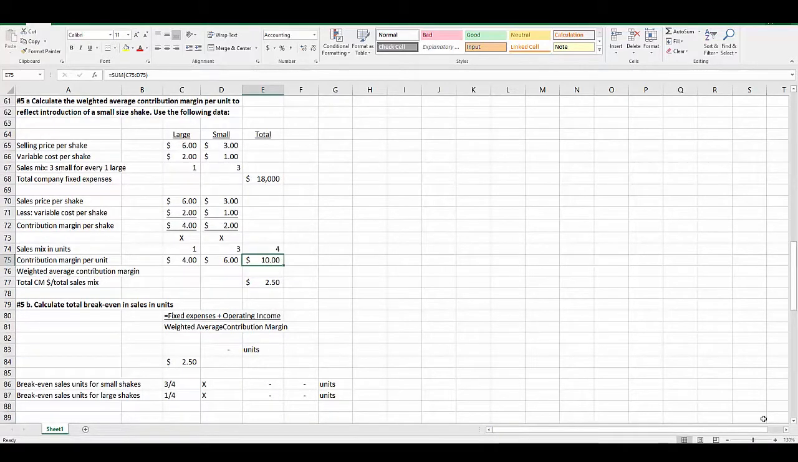So now we move along to Part 5B. So we are going to calculate the total break-even sales in units. So we are going to be using your weighted average contribution margin that we've just calculated, our $2.50 in this calculation. Because we're calculating break even, we're only looking at how much do we need to sell to cover our fixed costs. So our fixed expenses we're given up here is $18,000, so we'll enter in our $18,000.